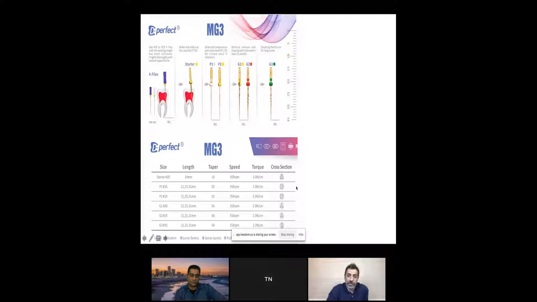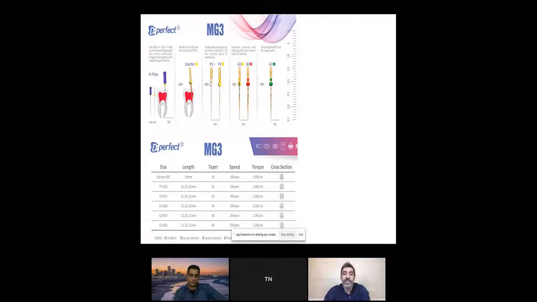When you have a heat-treated file, with a very high heat treatment, if you use a square cross section, it is not going to cut. Maybe you will have to choose a more aggressive cross section, maybe a triangle or an S-shape cross section, to get the file to cut more. So you are enhancing the flexibility, but you need the cutting efficiency as well. So these cards are very interesting, and Perfect has lots of files. You may get lost, so these cards will help you a lot to have all the specs about all the files in the kit.